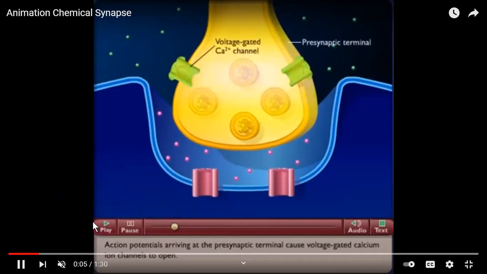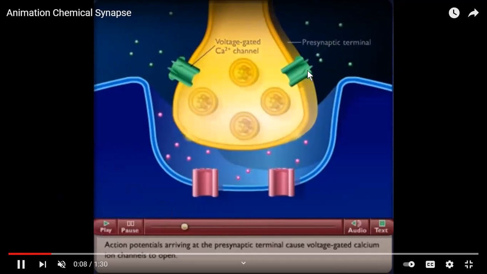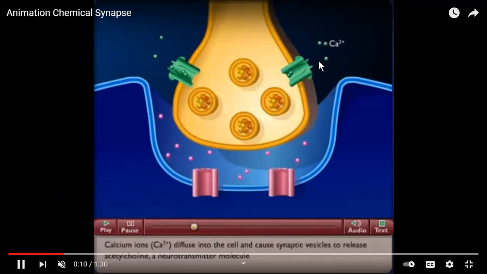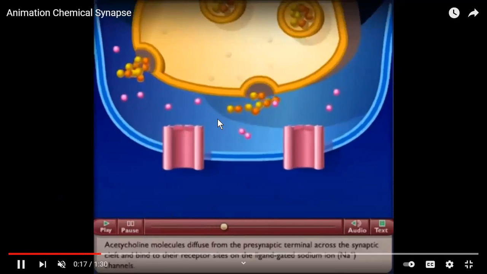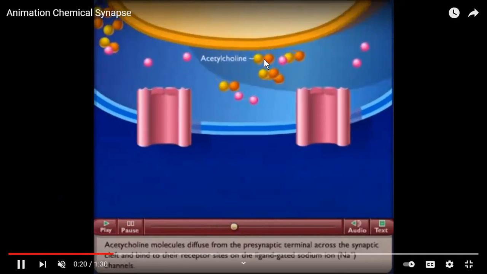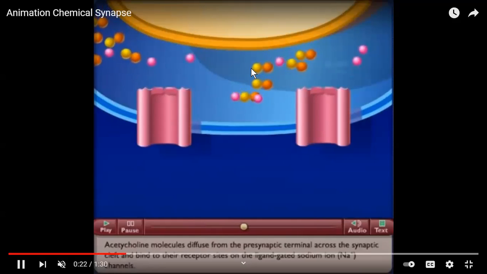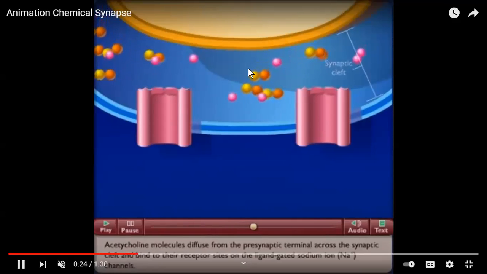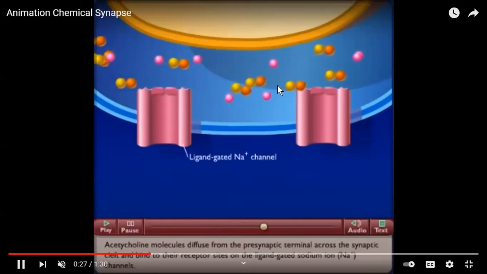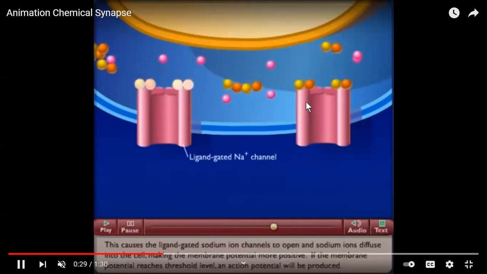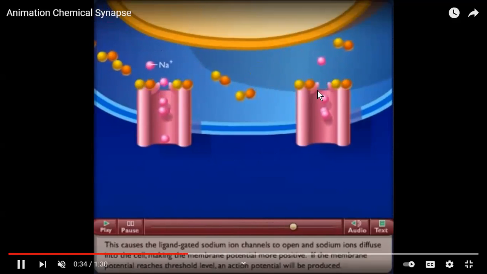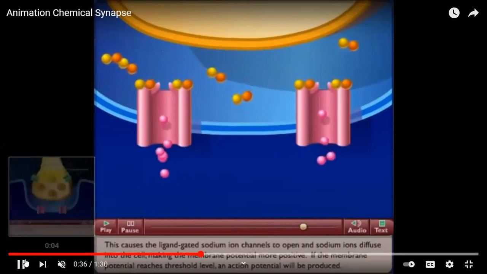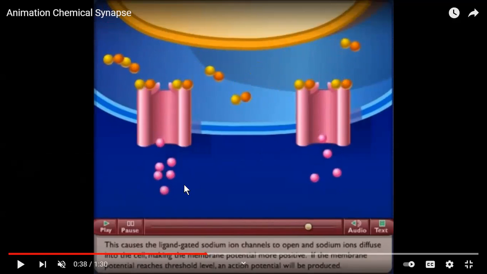So here comes the action potential opening the voltage-gated calcium channels, and calcium ions rush into the axon end bulb. And these calcium ions will start the exocytosis. As you can see here, the acetylcholine neurotransmitter is dumped into the synaptic cleft. This ligand, the acetylcholine, will bind to the ligand-gated sodium channels. And here's the opening of the channel. Sodium ions are now rushing into the cell.